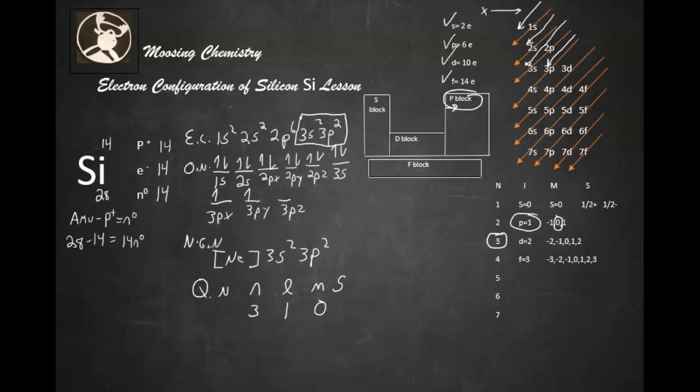And let's look at this last arrow right there. That last arrow is going up, so that tells us the s spin number is positive 1/2.